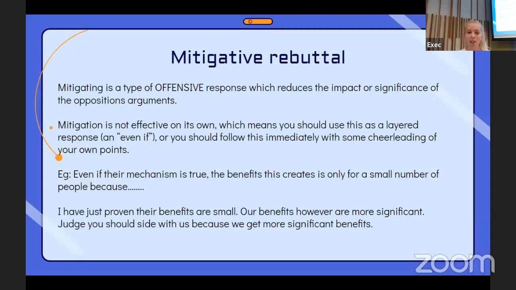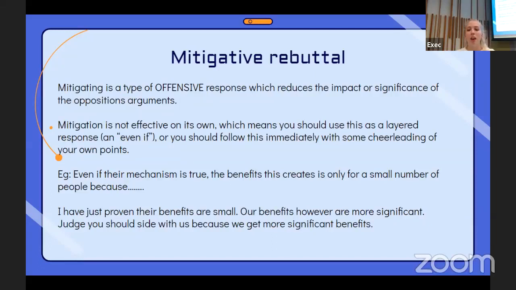So an example of this is, even if the mechanism is true, the benefits this creates are only for a small number of people, and you want to give a reason why it's only for a small number of people. So not just being assertive with this kind of rebuttal, you're still giving reasons why, and you're not necessarily tearing down their entire point. It's a really good strategy of conclusively pointing out why their points are less relevant.